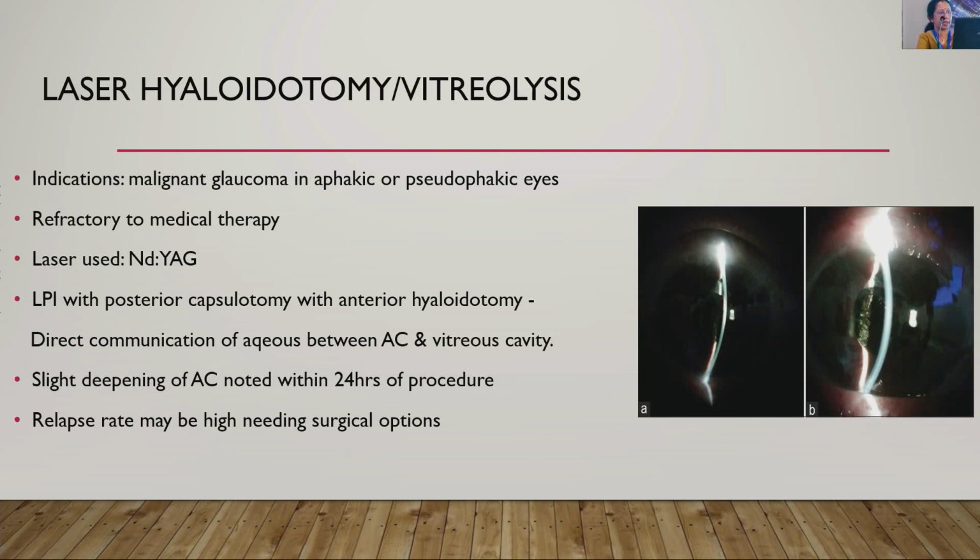Next procedure is laser hyaloidotomy or the vitreolysis. The indications are malignant glaucoma in aphakic and pseudophakic eyes, which is refractory to the medical therapy. ND-YAG laser is used, and with this you do a laser peripheral iridotomy with posterior capsulotomy and anterior hyaloidotomy, thus producing a direct communication of aqueous between the anterior chamber and the vitreous cavity. And you can see a slight deepening of the anterior chamber within 24 hours of the procedure. The relapse rate may be high, leading to surgical options.